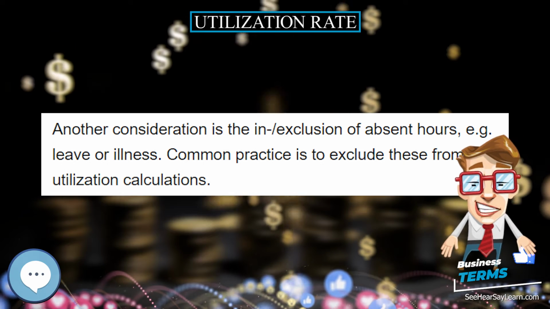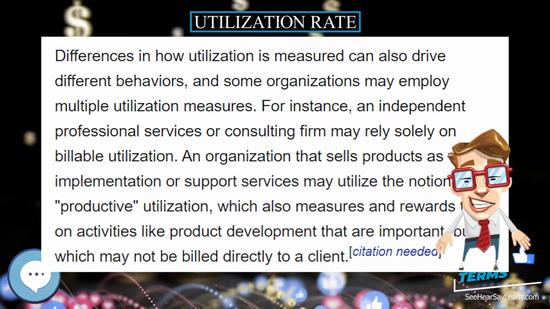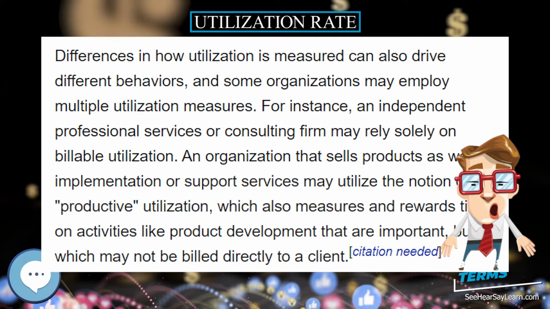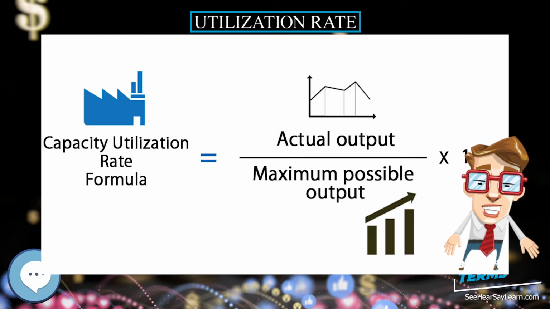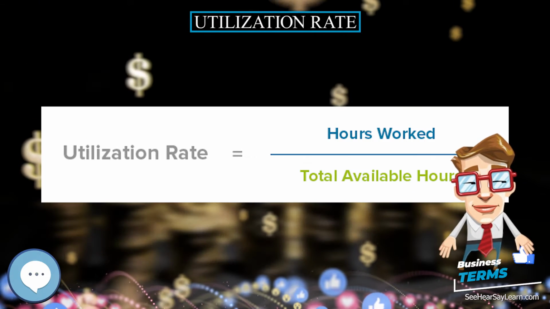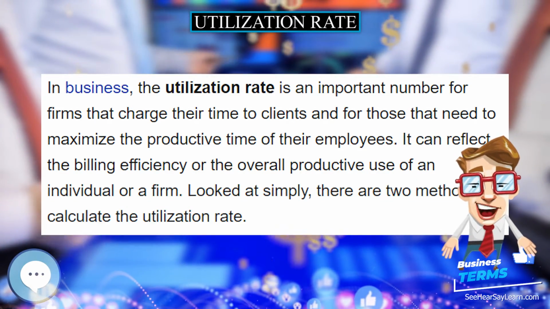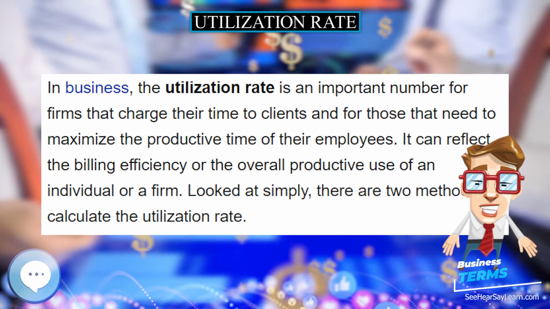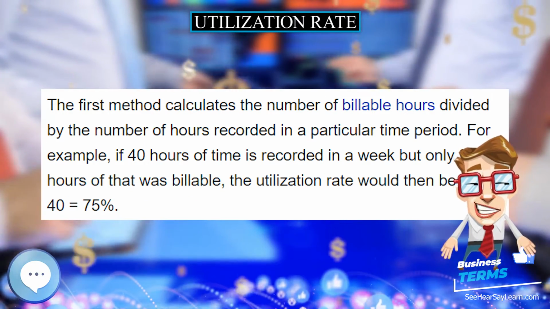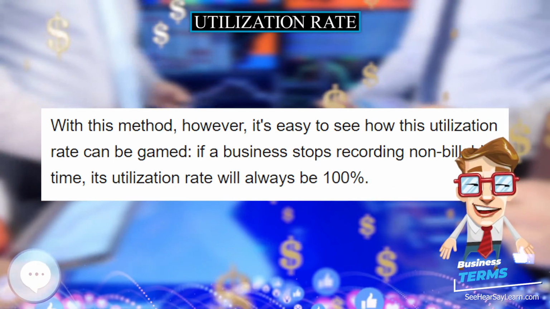The first method calculates the number of billable hours divided by the number of hours recorded in a particular time period. For example, if 40 hours of time is recorded in a week but only 30 hours of that was billable, the utilization rate would then be 30/40 equals 75%. With this method, however, it's easy to see how this utilization rate can be gamed. If a business stops recording non-billable time, its utilization rate will always be 100%.